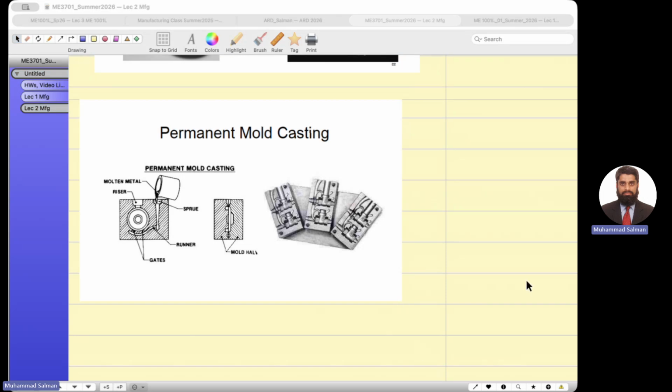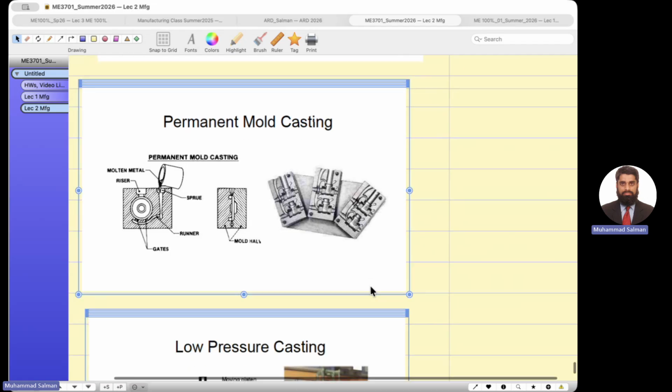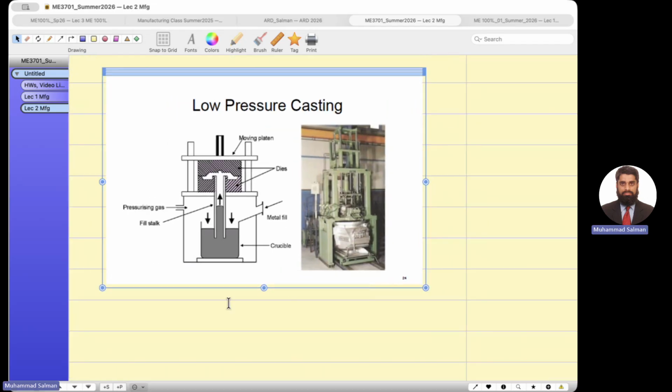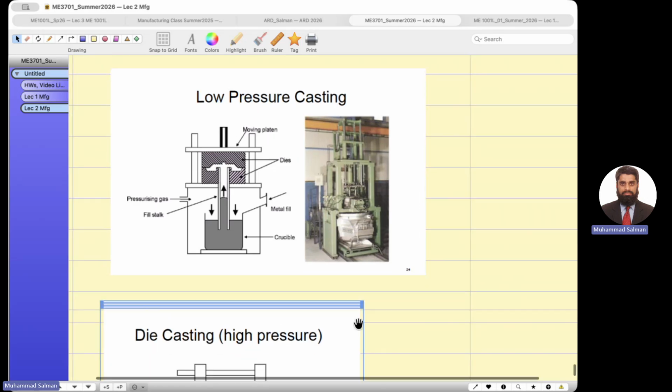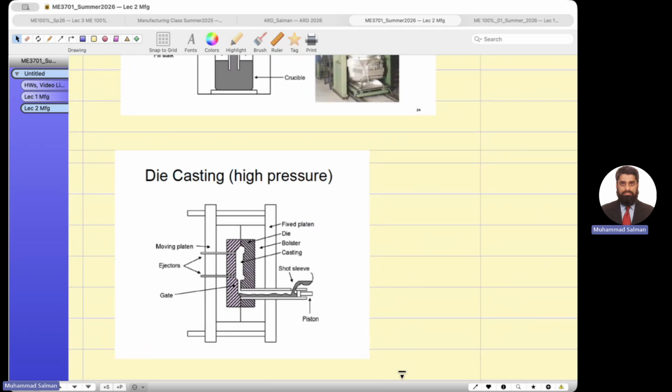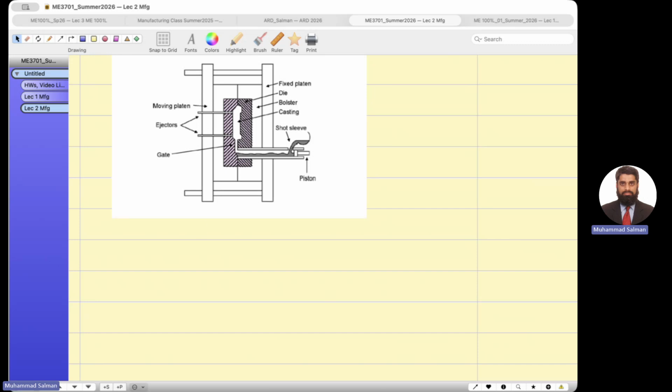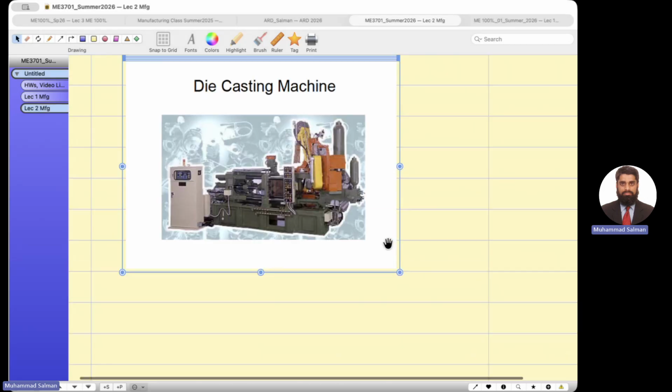Another type is low pressure casting, where the pressure automatically pulls the molten metal inside the die. Die casting is with a high pressure. One is low pressure, one is high pressure. These are the types of casting. The knockout ejector pins: once you open the die, you knock out the part through the pins. The die casting machine. The whole machine is a die casting machine.